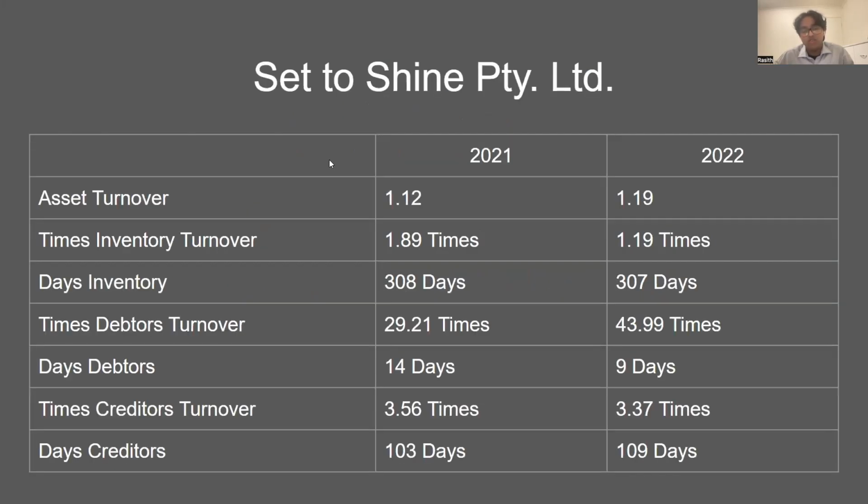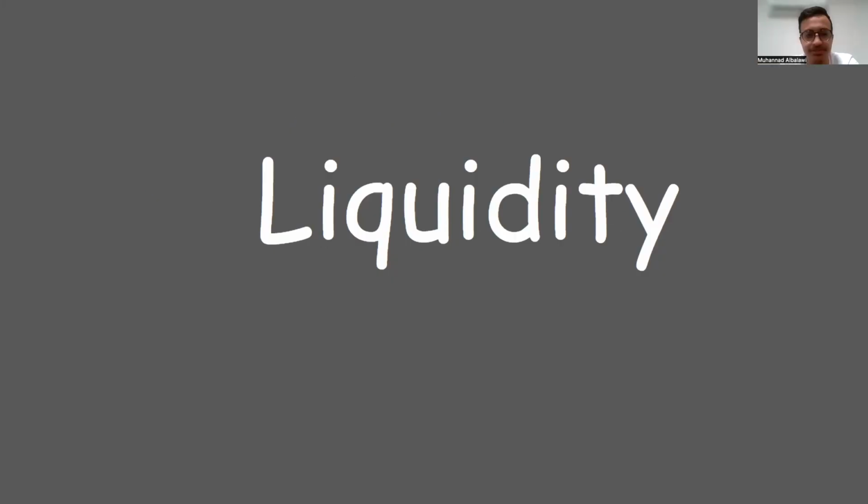As a result, it can be seen that an investor should invest in Foodie Proprietary Limited because it has a higher asset turnover, higher times inventory turnover, higher times debtors turnover, and a higher creditors turnover, which shows that the company is generating revenue. Liquidity. Set to Shine. Next slide, please.